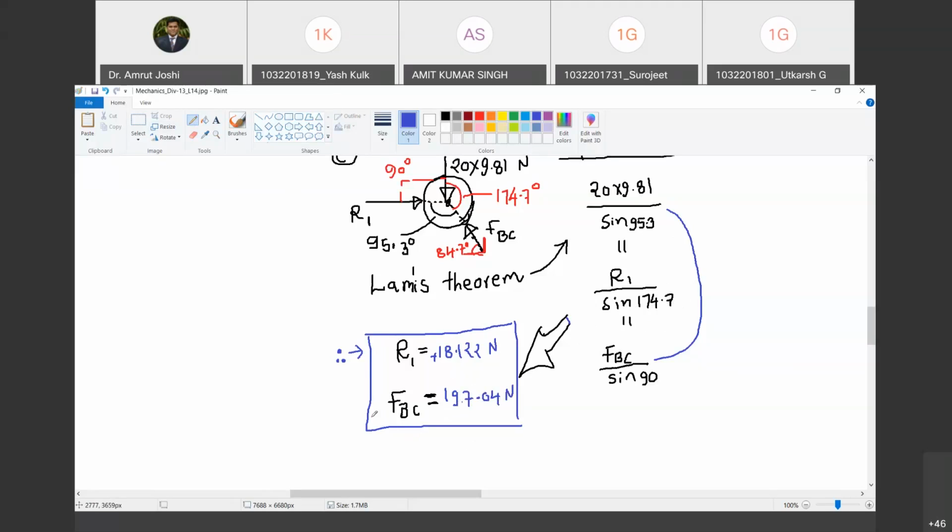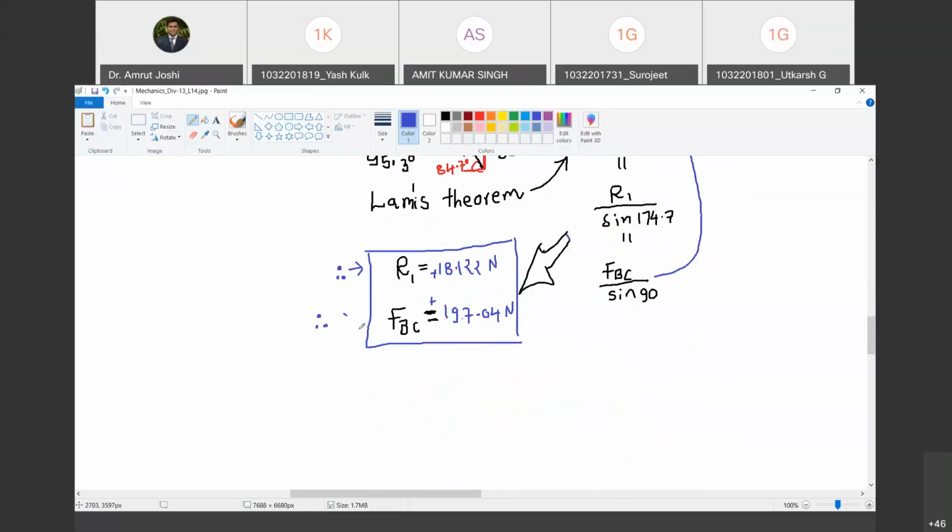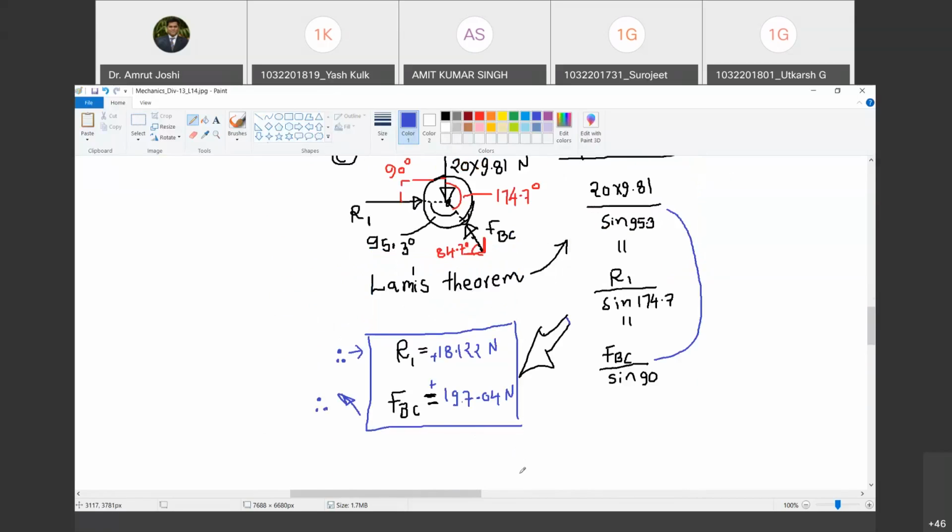174.7. That's all right. And as it is positive, therefore it has to be in the direction of thrust. That means it has to be in the Z direction. So it must be something like this. Do you agree with me? Yes. Are you with me?